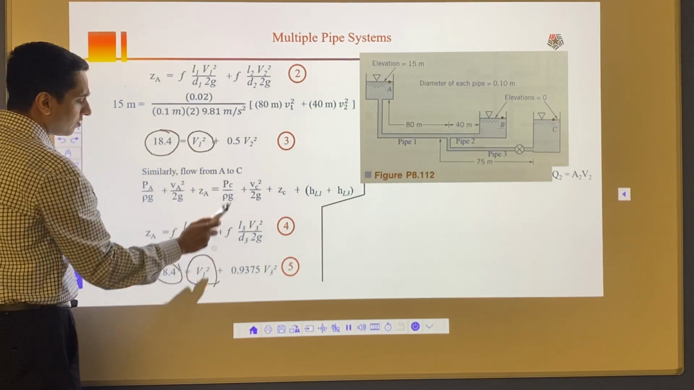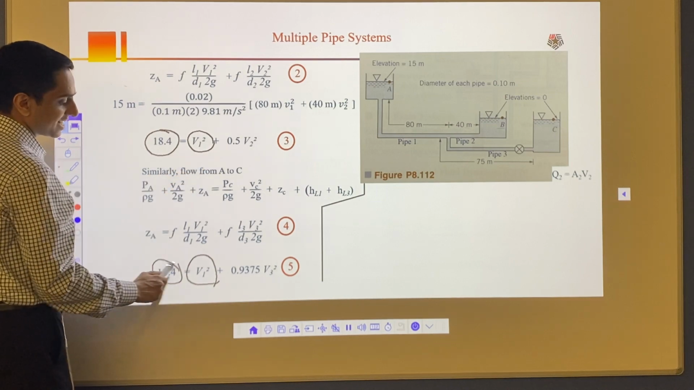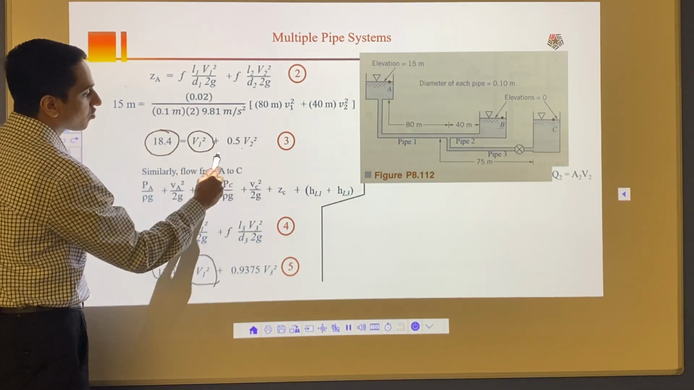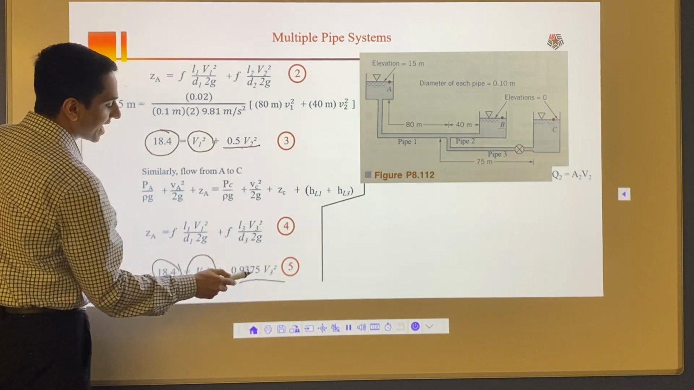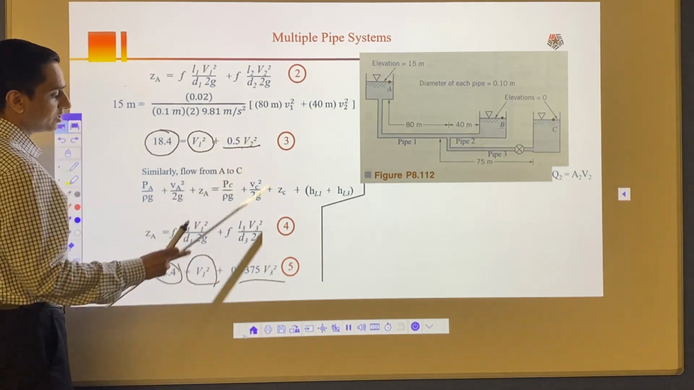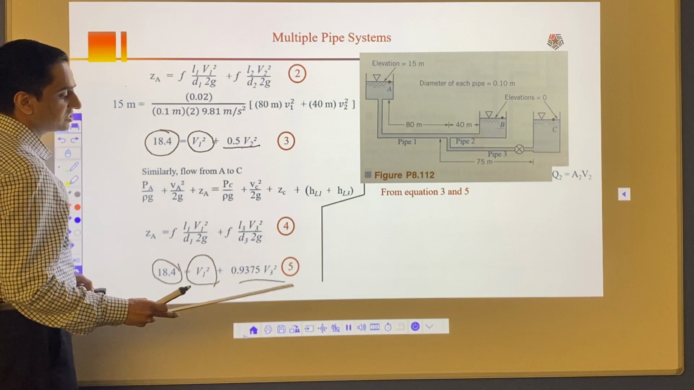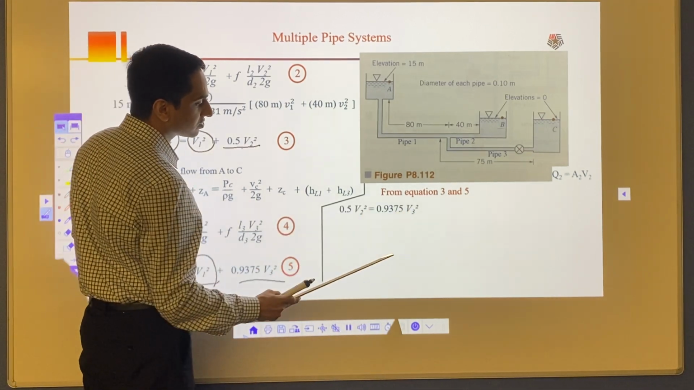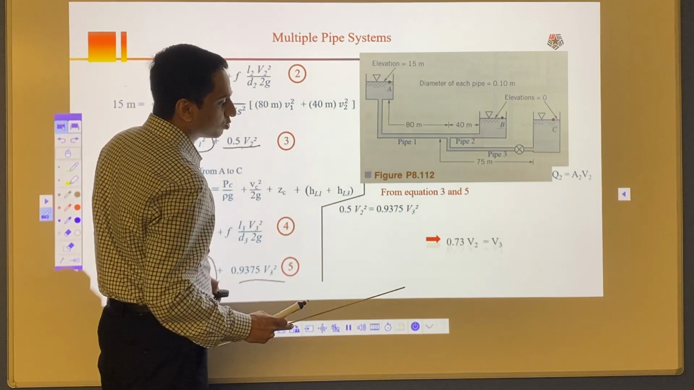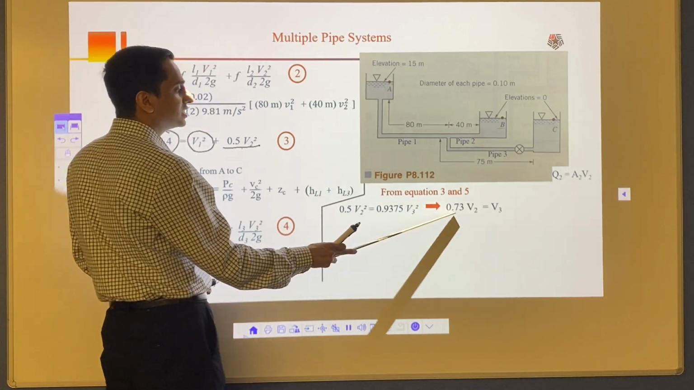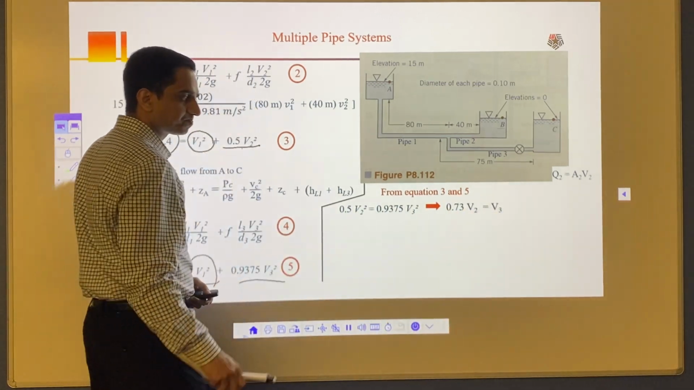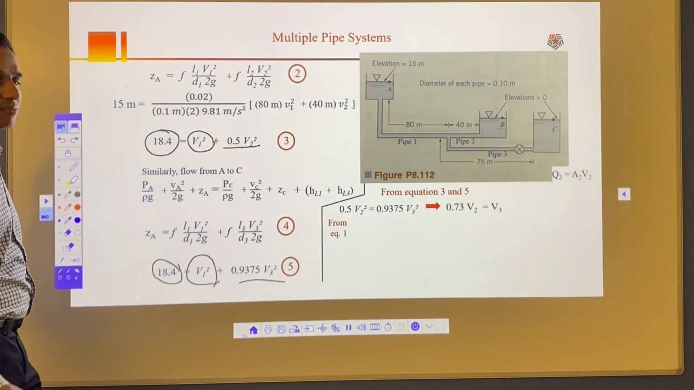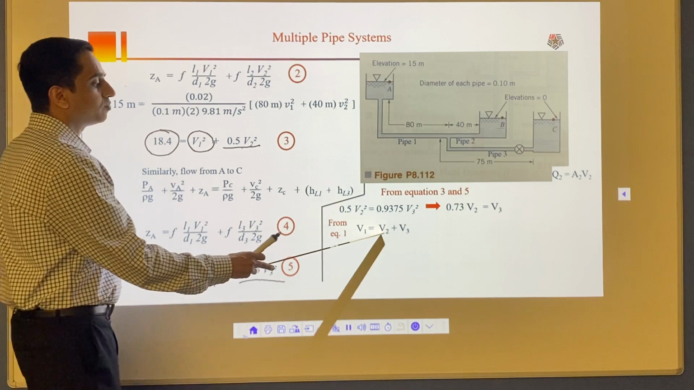Now, if out of 3 entities, 2 entities are exactly the same, the third has to be exactly the same. So, from equation 3 and from equation 5, I can say that 0.5 V2 square is equal to 0.93 V3 square. So, I am going to write that down. I am going to take the square root of both sides and solve this equation. 0.73 V2 is equal to V3. Done.